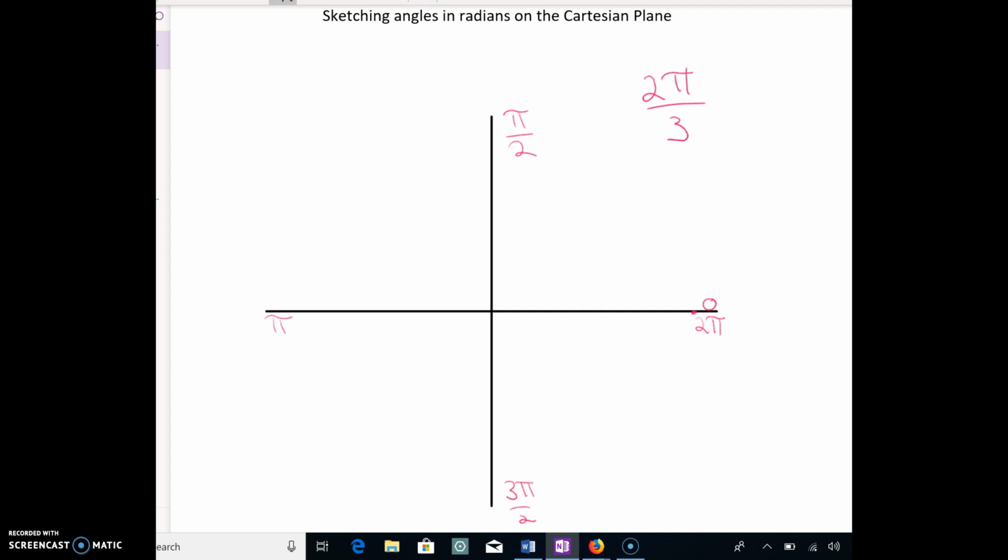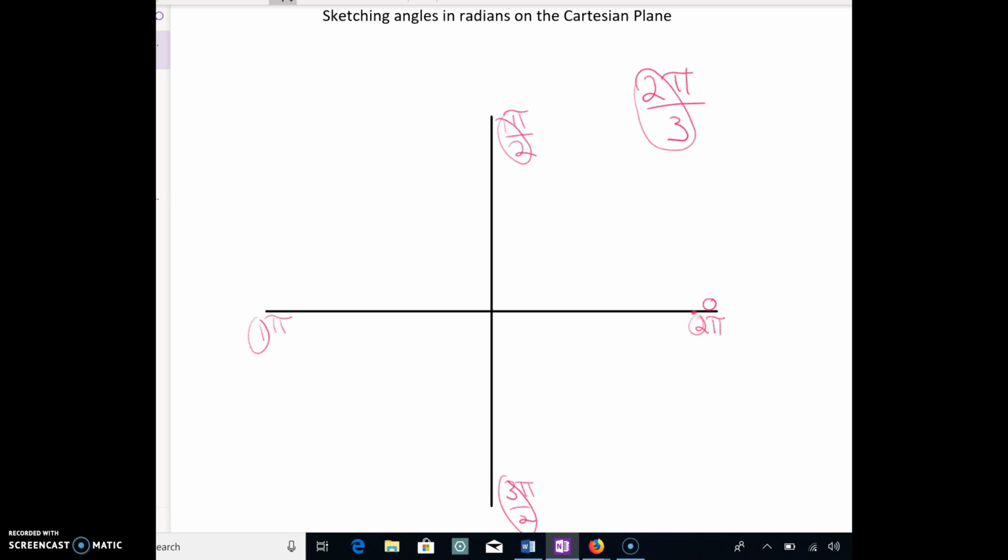So when we're asked to sketch the angle 2 pi over 3 in standard form and then determine the quadrant that it terminates in, the quadrant that it ends in, we can just ignore the pi's here and ask ourselves, well, where is 2/3 found? Is 2/3 between 0 and 1/2? Is 2/3 between 1/2 and 1? Is 2/3 between 1 and 1 and 1/2? Or is 2/3 between 1 and 1/2 and 2?